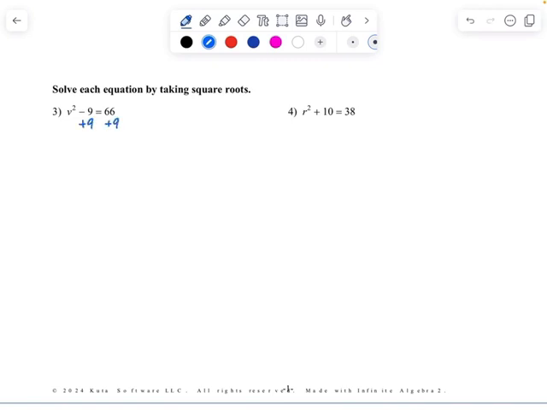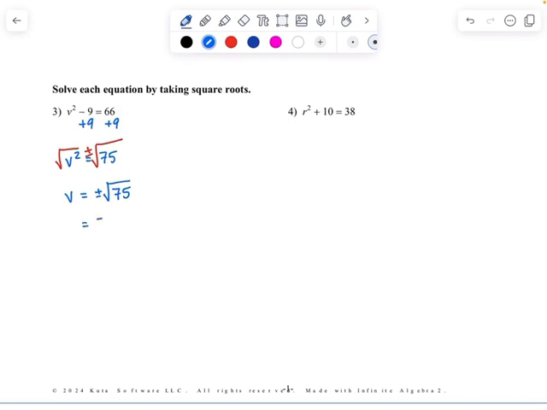When I add 9 to both sides, I get v squared equals 75. And now I can take the square root of both sides. When I take the square root of the left side, I get v. When I take the square root of a number on the right side, remember we're creating two solutions, a positive and a negative version. So I'm taking the plus minus square root of 75. I'm not quite done here because although 75 is not a perfect square, I can simplify it.